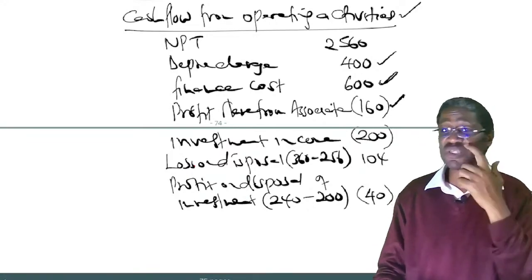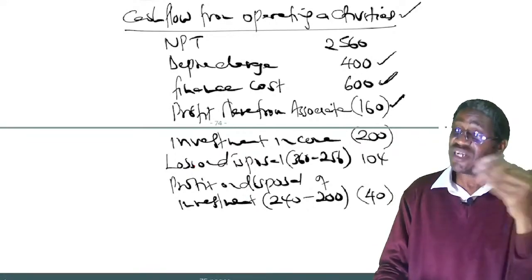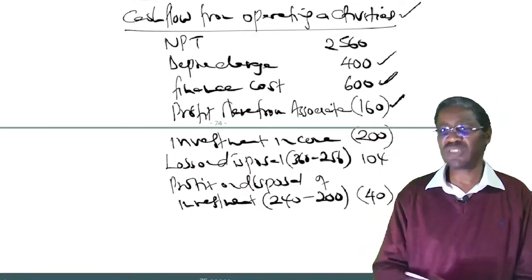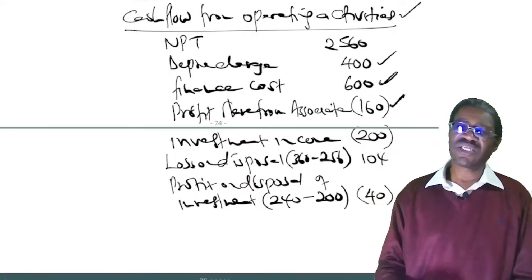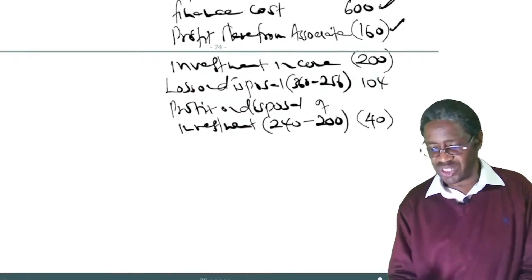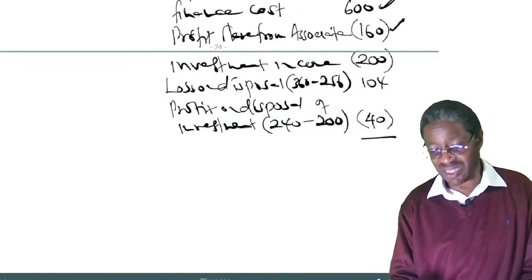Once I was through with the income statement, I have now gone through the additional. From the additional, we have picked that loss on disposal from note one, and two, we have picked that gain on disposal of investment from note number four. So it looks like I'm through now, so I can get the totals.